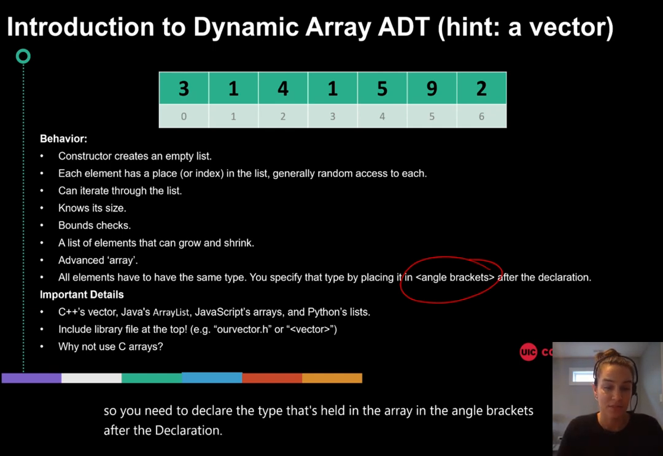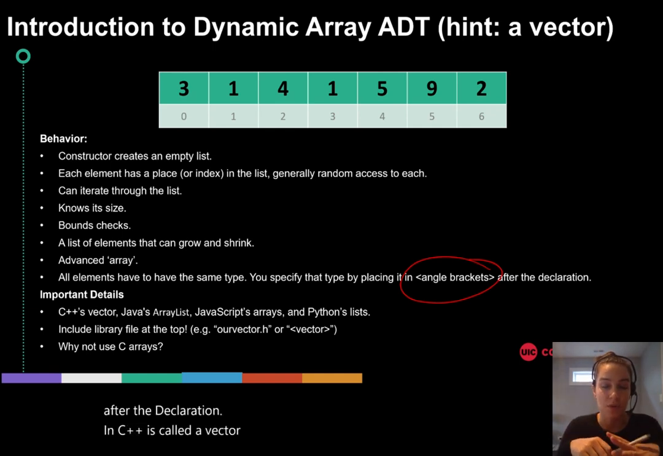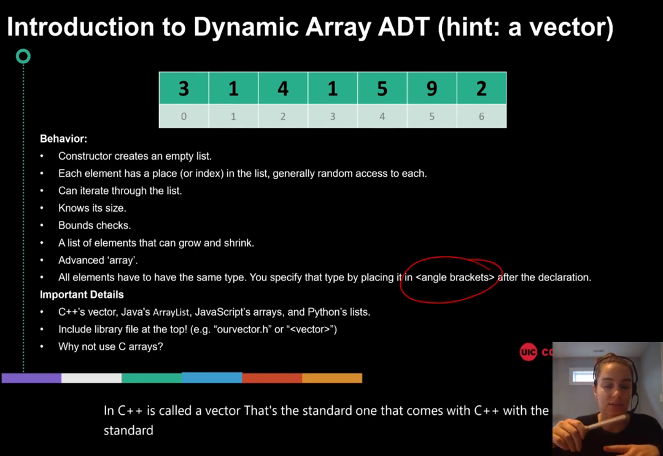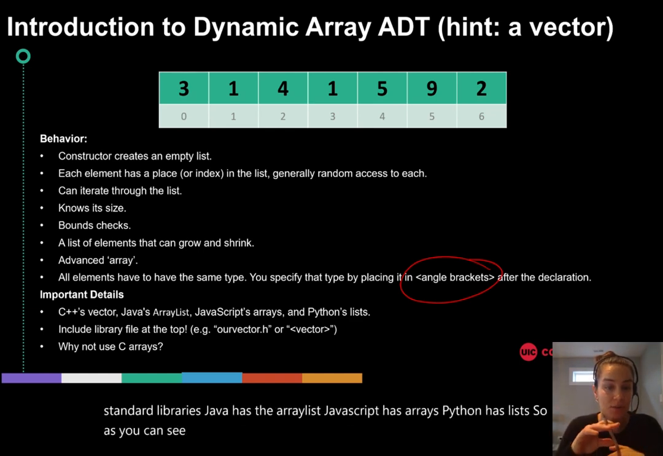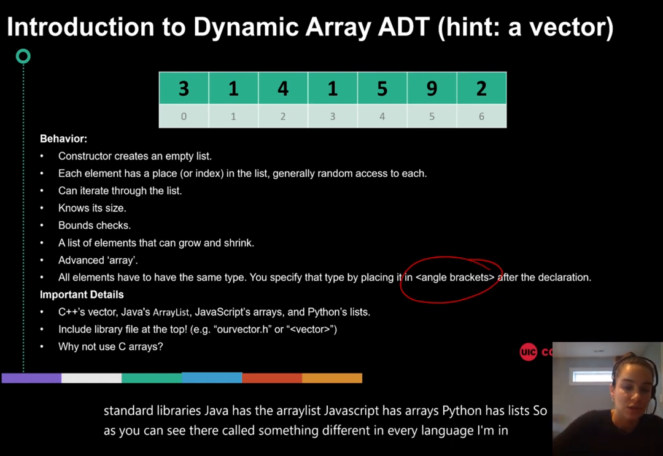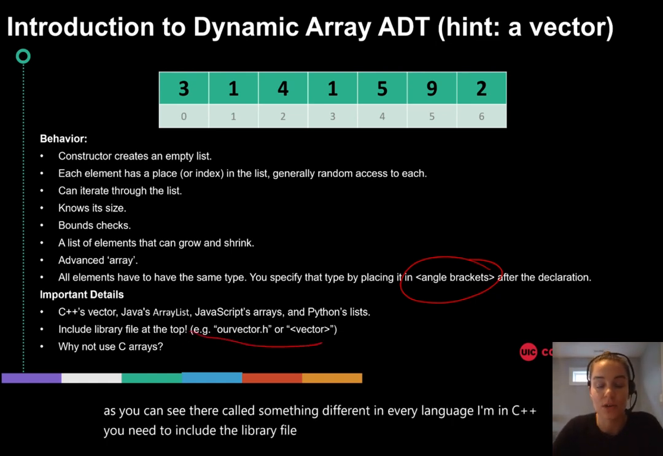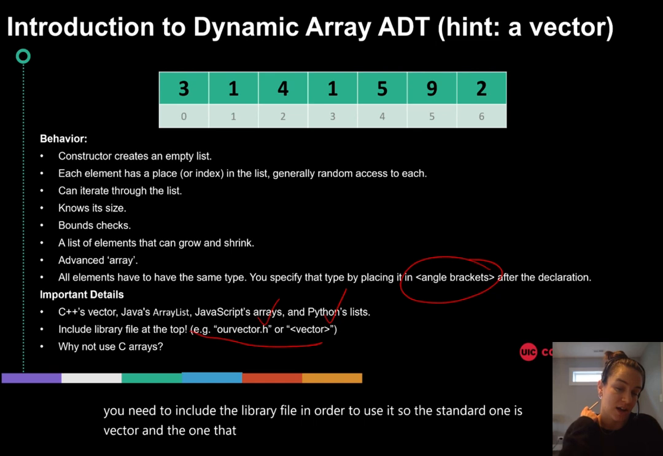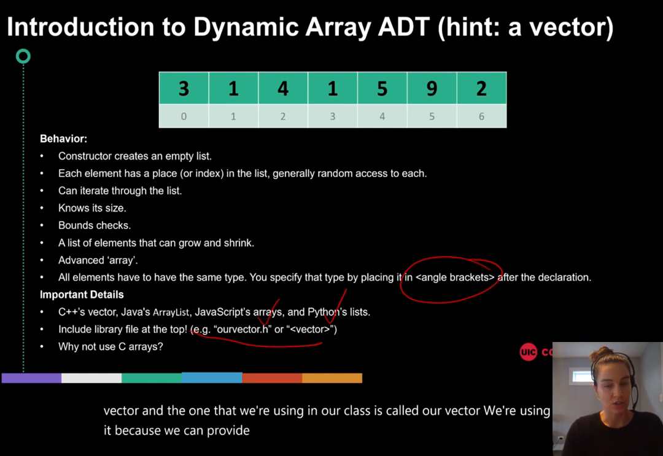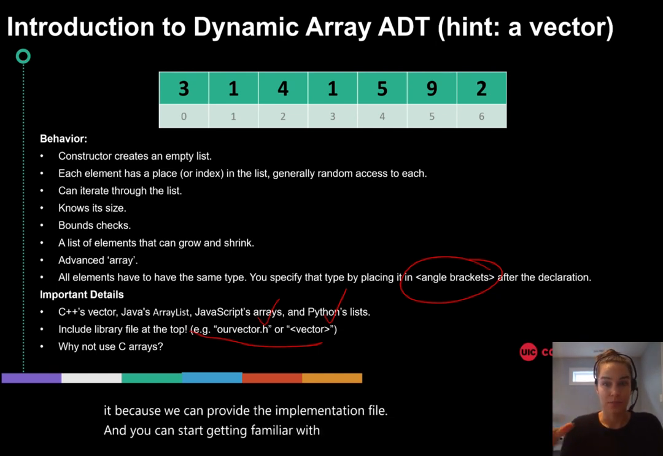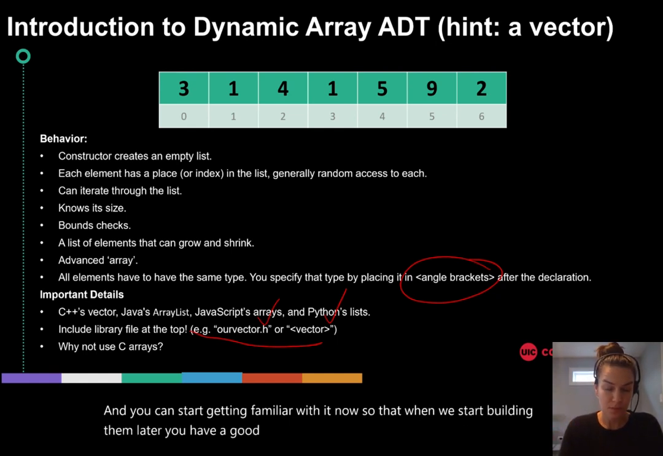In C++, this is called a vector. That's the standard one that comes with C++ with the standard libraries. Java has the array list, JavaScript has arrays, Python has lists. So as you can see, they're called something different in every language. In C++, you need to include the library file in order to use it. The standard one is vector, and the one that we're using in our class is called rvector. We're using it because we can provide the implementation file and you can start getting familiar with it now, so that when we start building them later, you'll have a good familiarity with how they work.